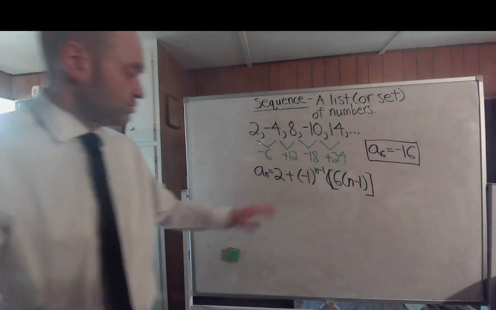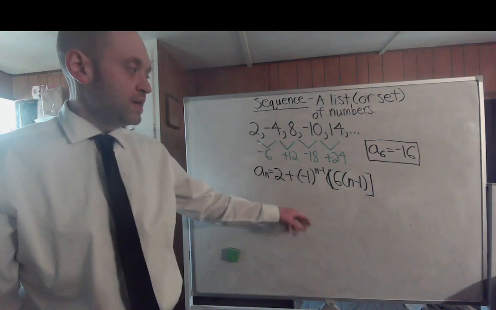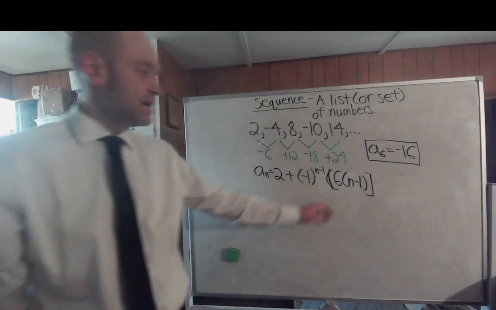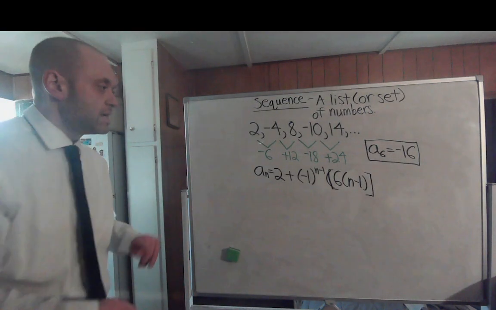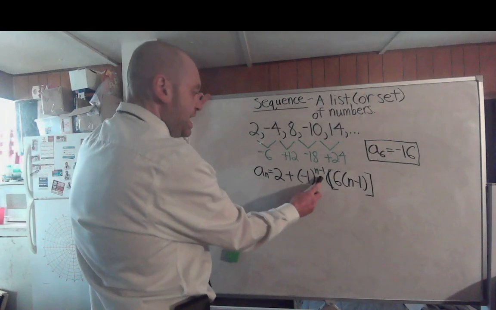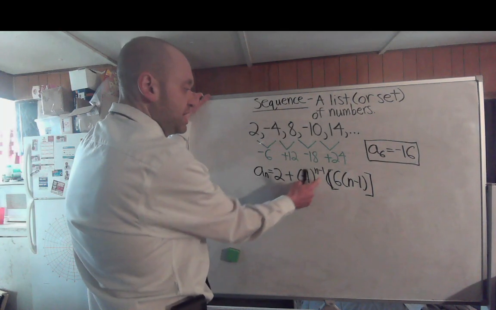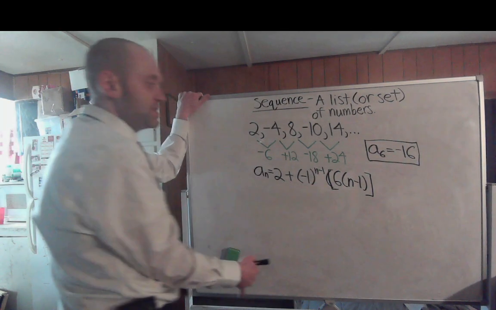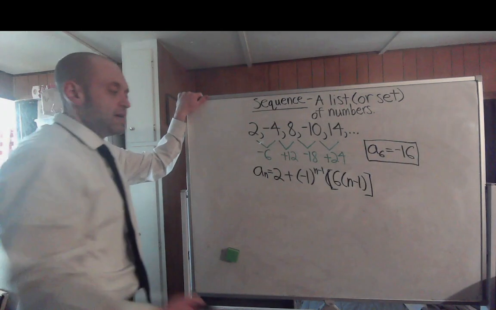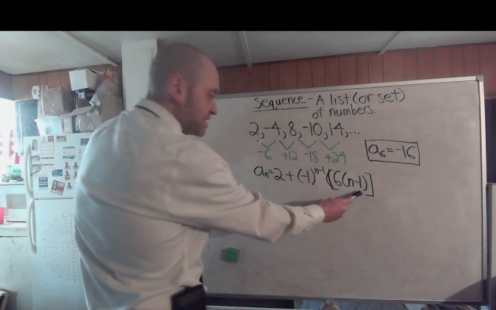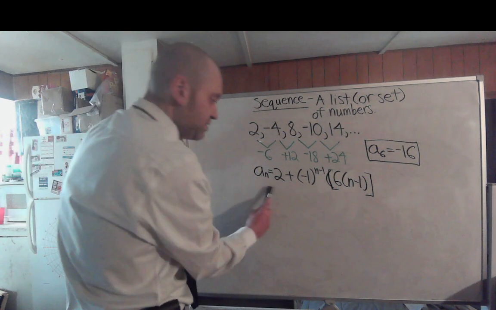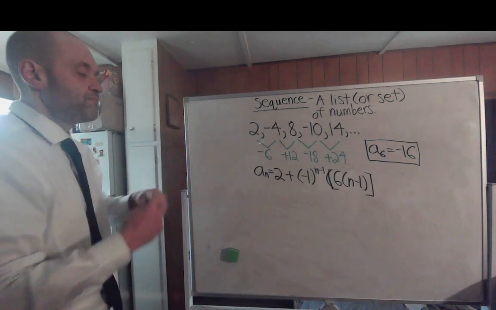So this will be 2 plus negative 1 to the n minus 1 power times the quantity of 6 times n minus 1. So if I take n minus 1 here for the negative 1, that would be negative 1 to the 0, which is positive 1. Then if I put 1 in here for 6 times n minus 1, I'll get 6 times 0, which is 0. I just get out 2 for my first term, right?